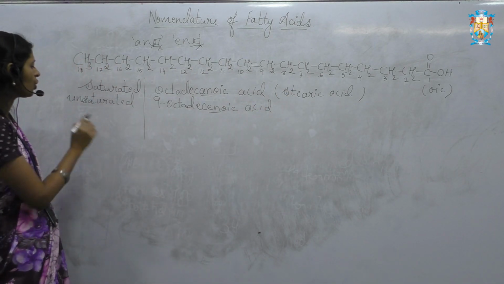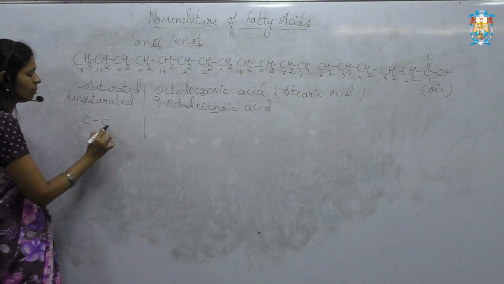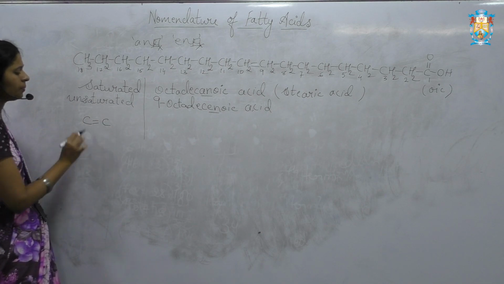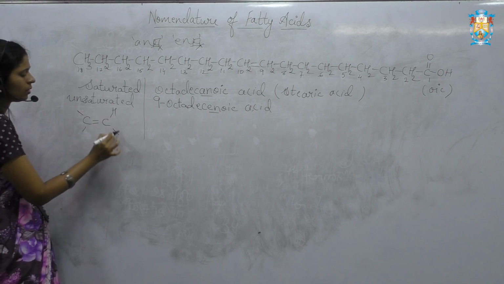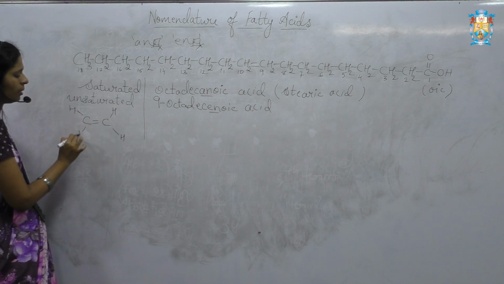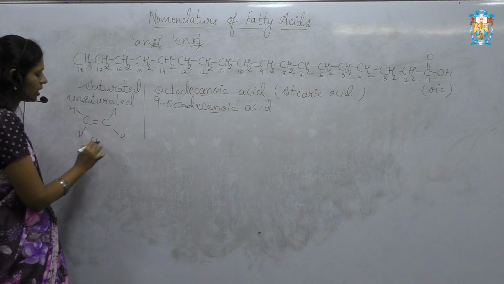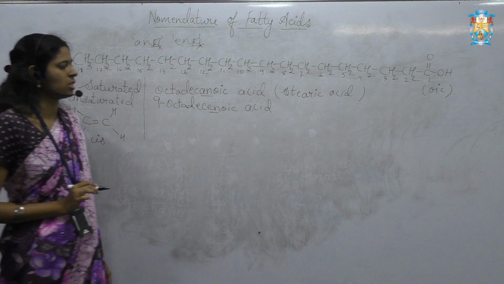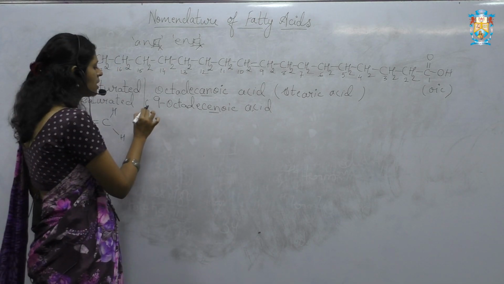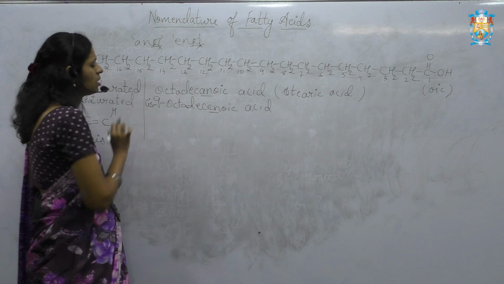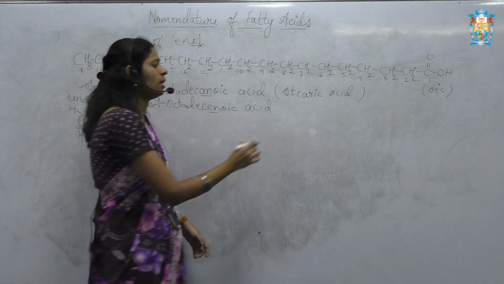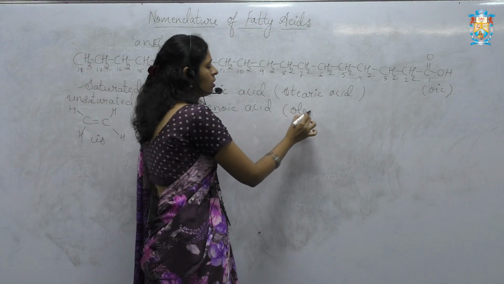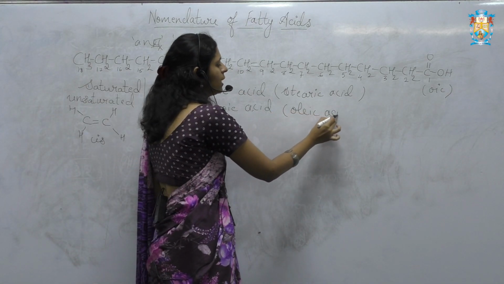That means the molecule contains C single bond C or double bond C, C double bond C. There are simple H in the chain near to the double bond. So this conformation is nothing but cis conformation. Hence we name it as cis-9-octadecanoic acid, also called oleic acid.